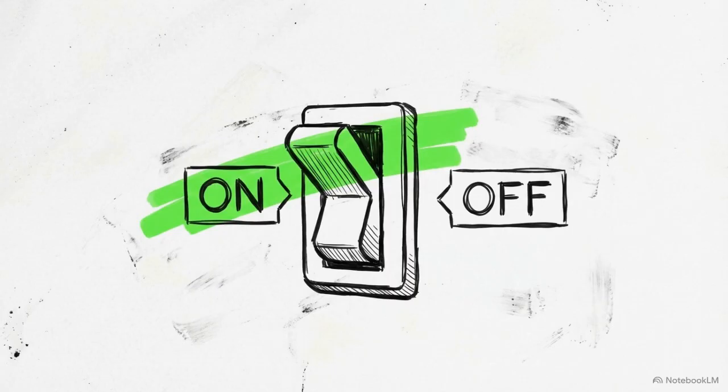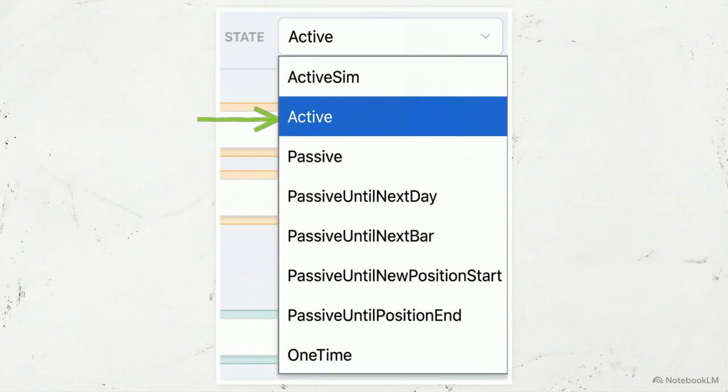Beyond simple entry and exit logic, you must also define the state of the rule, which determines when it is active. While an active rule evaluates every price tick, you can use states like passive until next bar to keep a rule dormant until a specific event or time interval passes.